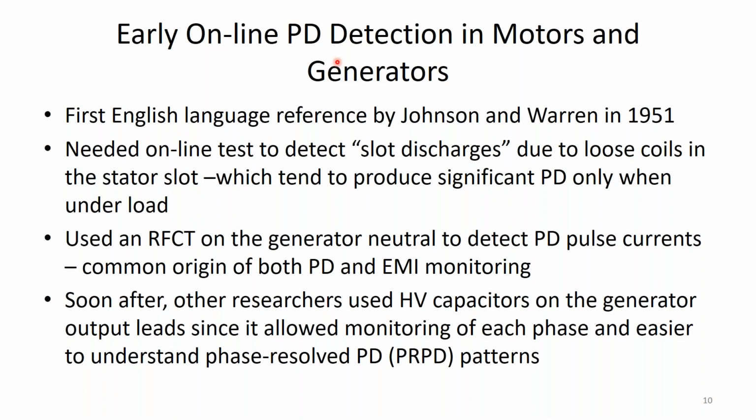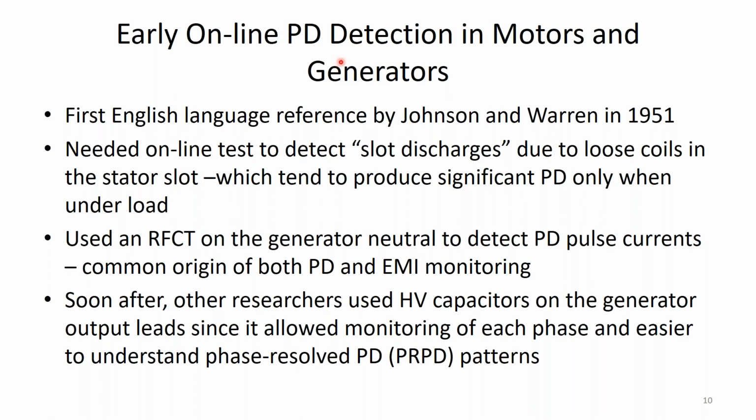But the first reference to it that I've seen for online detection was a paper that was published in 1951 by John Johnson of Westinghouse, and he needed it to find the loose coils in the slot problem. And I was privileged enough to meet Johnny. I was a very young engineer. He was quite an old engineer. And so he gave me the lowdown on the whole history of what led to the test.